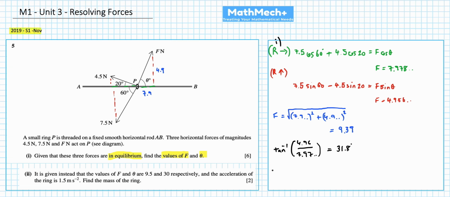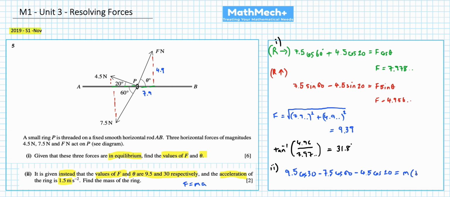Second part, we're given various different values for F and theta. So we'll just rearrange our horizontal, the horizontal one there, and we have also acceleration of 1.5, and we have to find the mass. So we know that we have to use Newton's second law, which is F is equal to ma. So again, 9.5 cosine 30 minus 7.5 cosine 60, and then also minus the 4.5 cosine 20 is equal to ma.